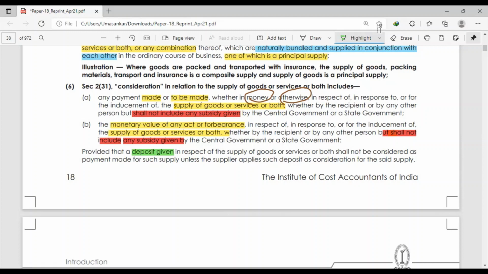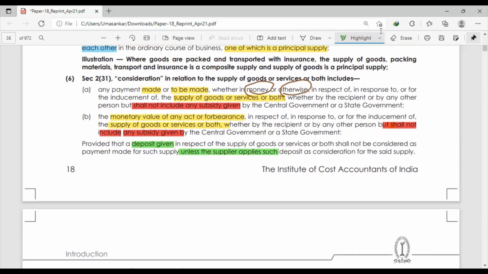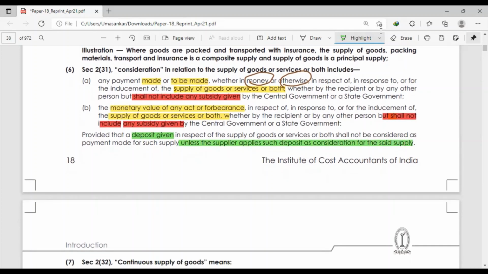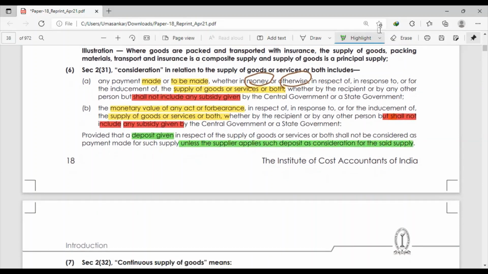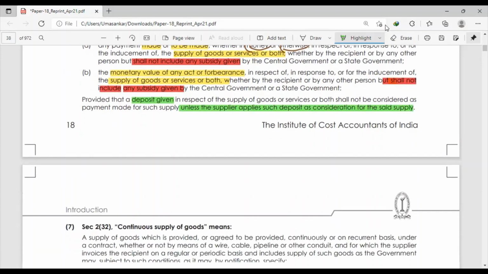Okay. So unless, here it is saying, unless the supplier applies the deposit as consideration for the said supply, means after the supply activity is completed, you need to pay the consideration. At that time, the supplier will consider or apply the deposit as the consideration amount. Okay, now that will become the consideration.